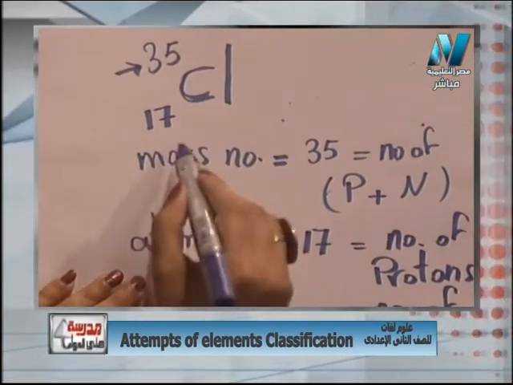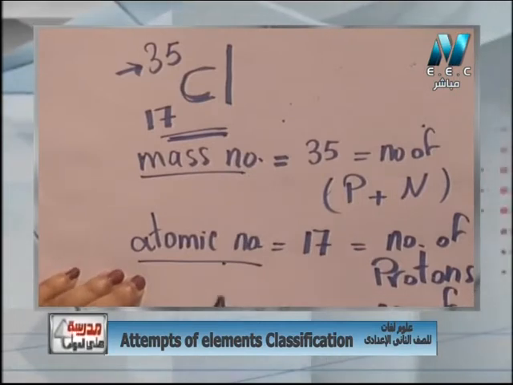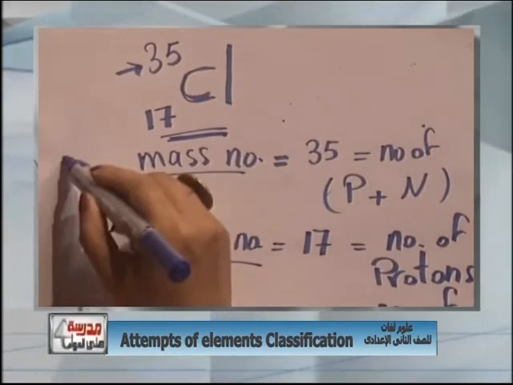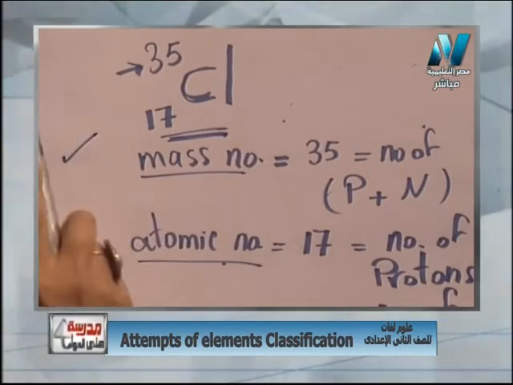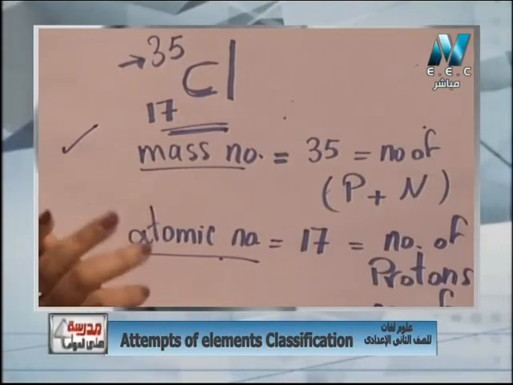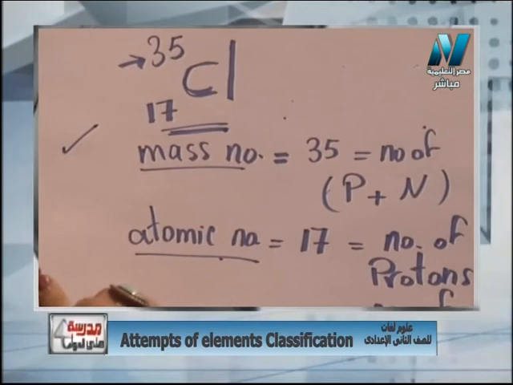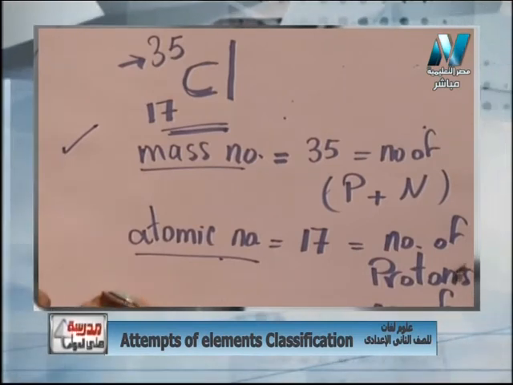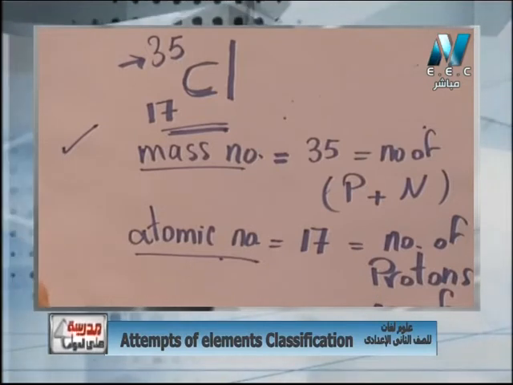So we must know how to calculate the mass number and the atomic number for this lesson, and we have taken this in the first prep. Again, we have a Russian scientist called Mendeleev. Mendeleev had 67 elements. These elements were arranged according to what? To their atomic weight, ascendingly.